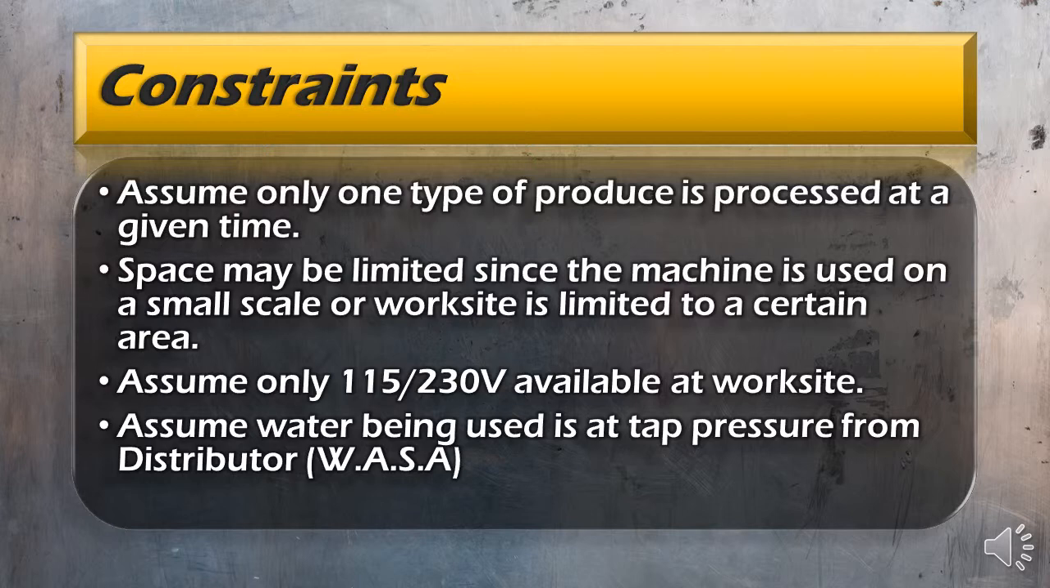We assume that the area available for the system is fixed to the area of the worksite. We assume that only a 115 to 230 volt supply is available. And lastly, we assume water is brought in at tap pressure.